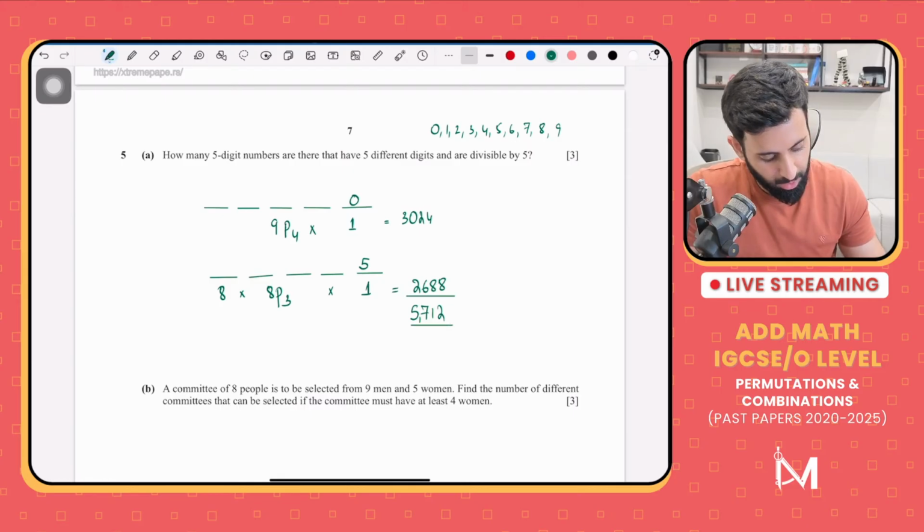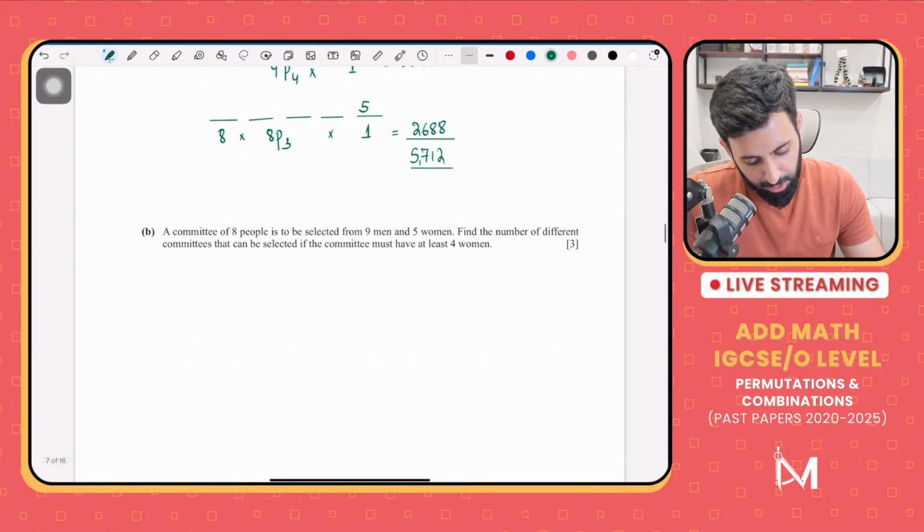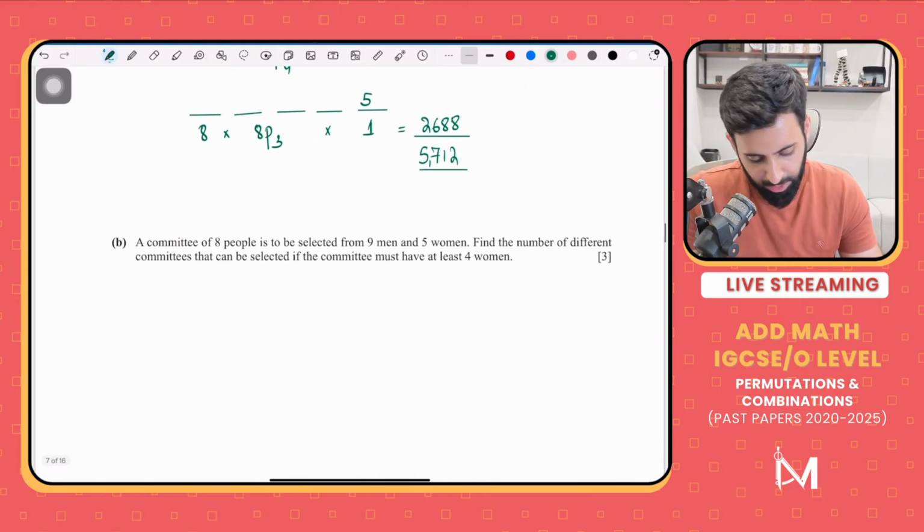Okay. A committee of 8 people is to be selected from 9 men and 5 women. Find the number of different committees that can be selected if the committee must have at least 4 women.